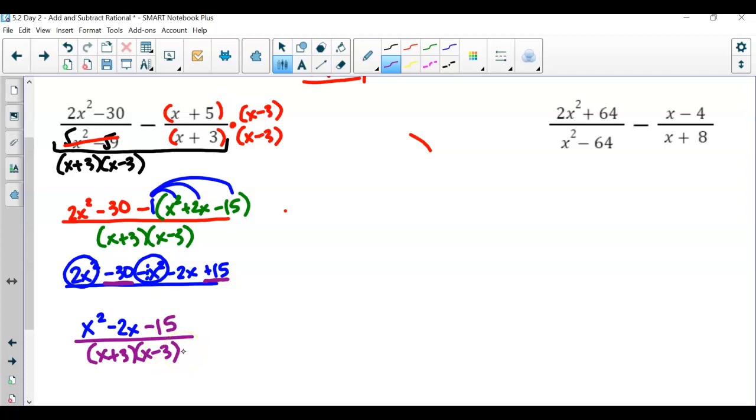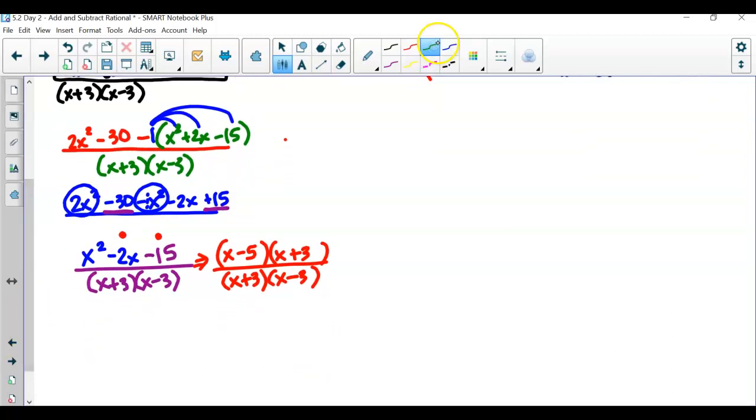Then I could actually continue on and simplify this even more if I wanted to, because this trinomial I can factor. What numbers multiply to give me negative 15 and add to get you negative 2? Negative 5 and positive 3. So if I have this expression in factored form over x plus 3 times x minus 3, now you notice, well, what still cancels out? The x plus 3's. So fully simplified is x minus 5 over x minus 3.